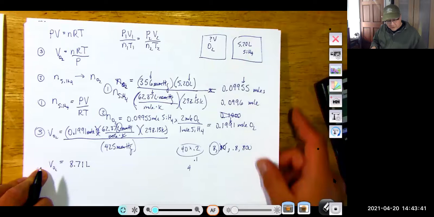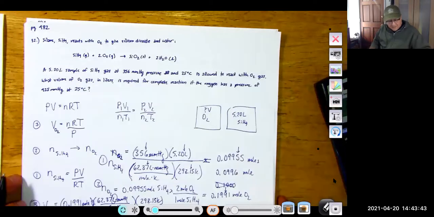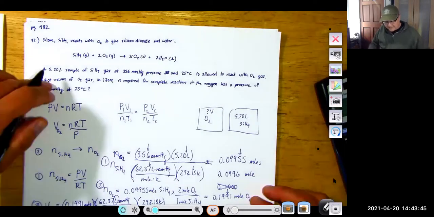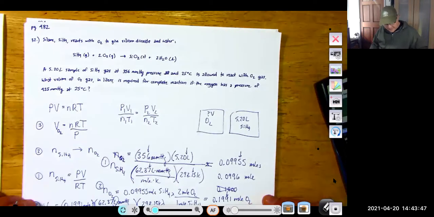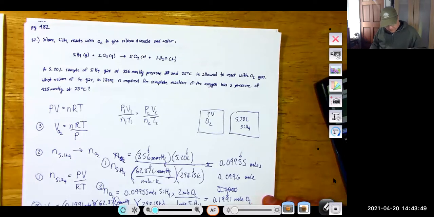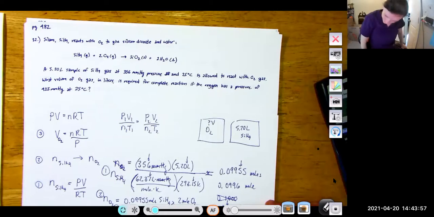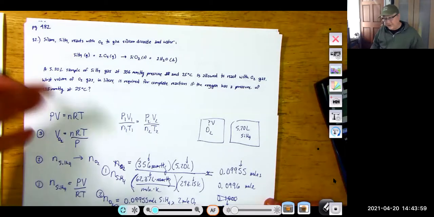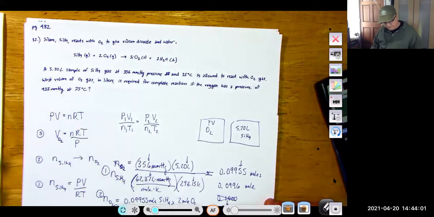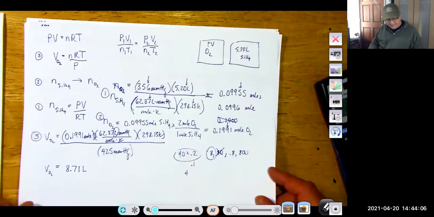So in this problem, a 5.2 liter sample of silane reacts with O2 gas, and we get 8.71 liters of oxygen. Okay? So it turns out I wanted to show you a trick to use with this one, and there's no real trick to use with this one.